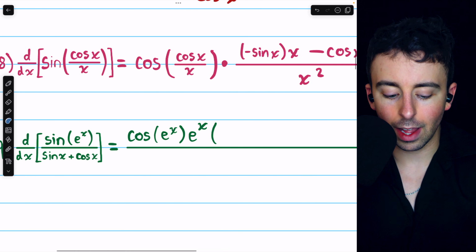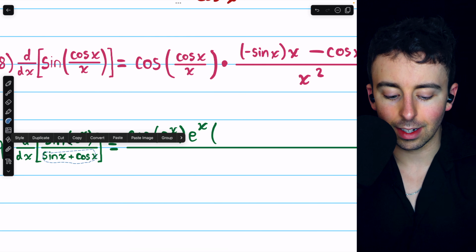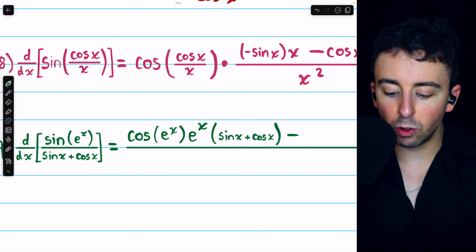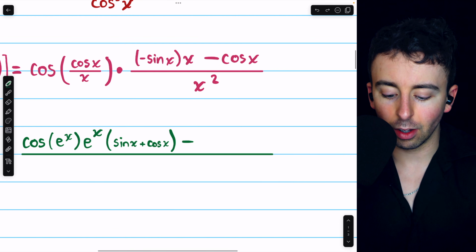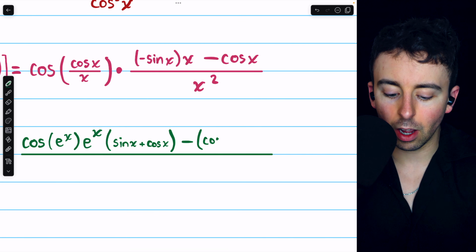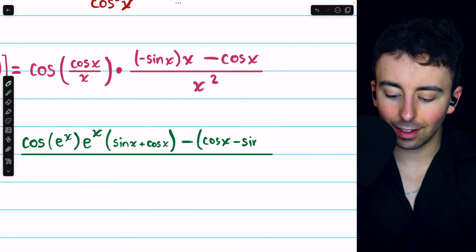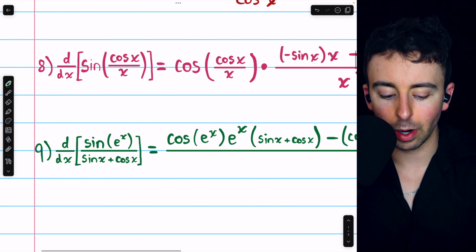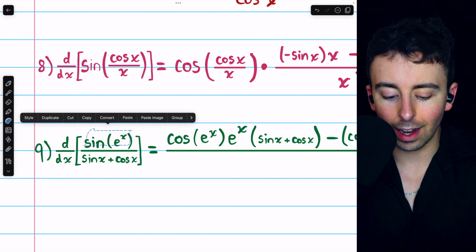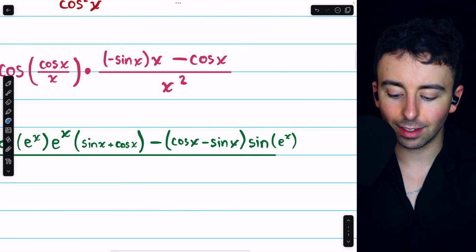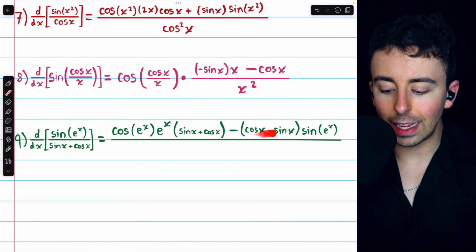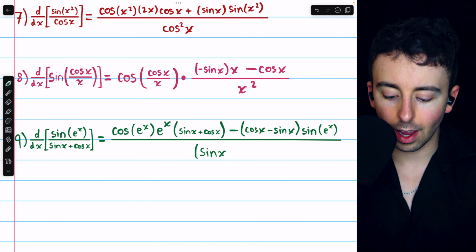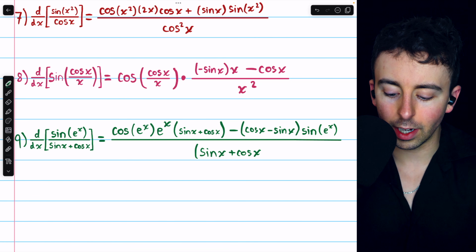We then have to multiply it by g, the function that's in the denominator. Then we'll have to subtract g prime f. Now g is sine x plus cosine x, so the derivative g prime is going to be cosine x minus sine x. That's g prime, and we need to multiply that by f, the function in the numerator. The function in the numerator is sine of e^x, so we'll multiply this by sine of e^x. So that's our hideous numerator. All we have left in the denominator is g squared, so sine x plus cosine x, quantity squared.